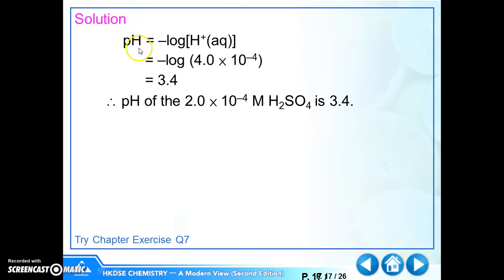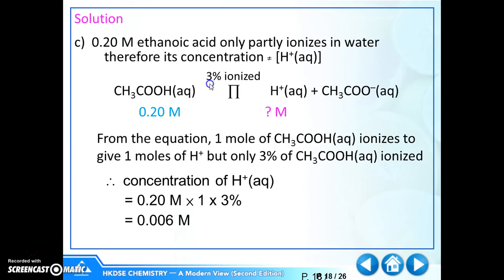So after you find out the concentration of H+, you can make use of this formula and then find out the pH is equal to 3.4.